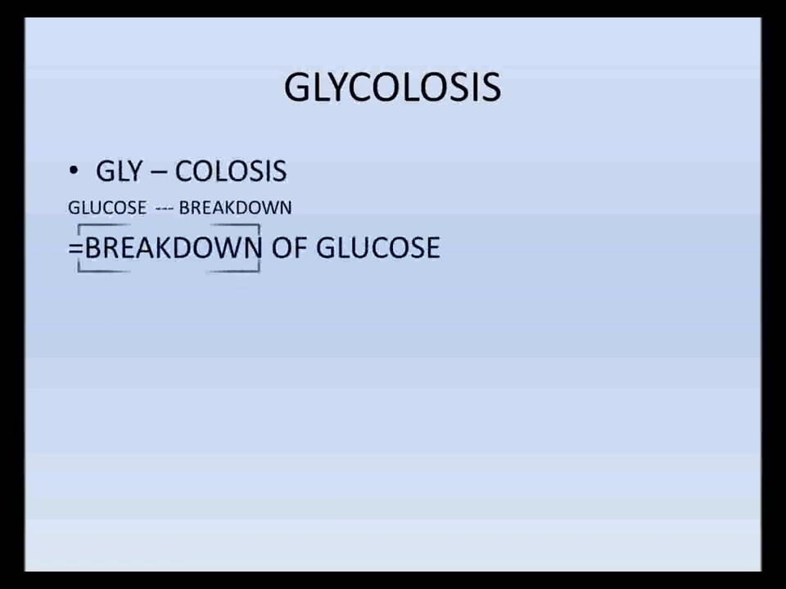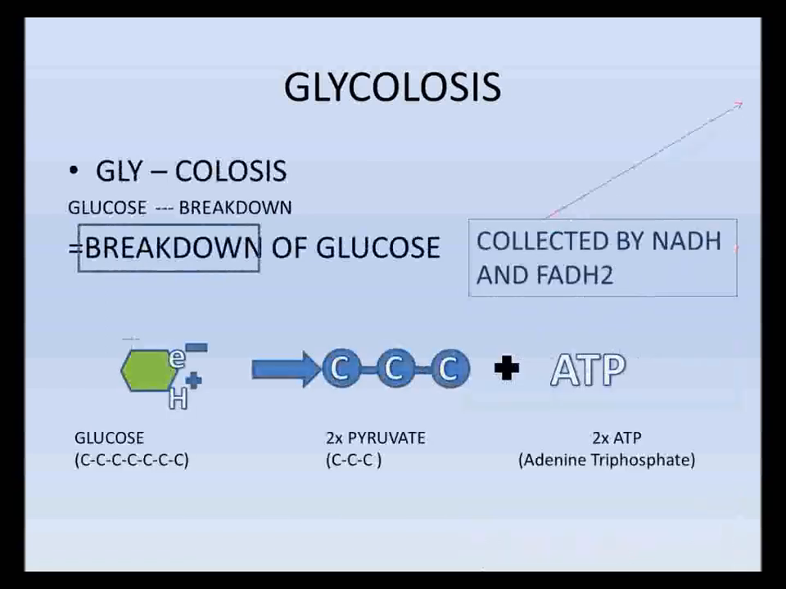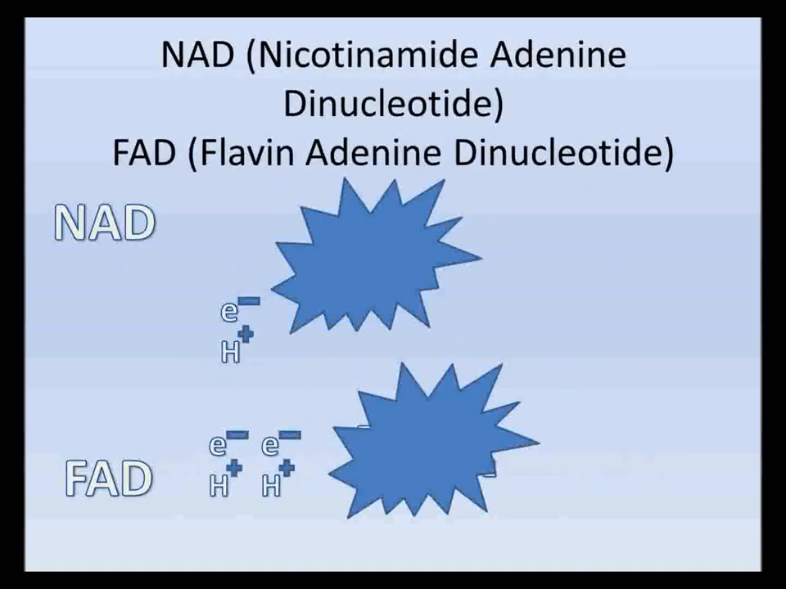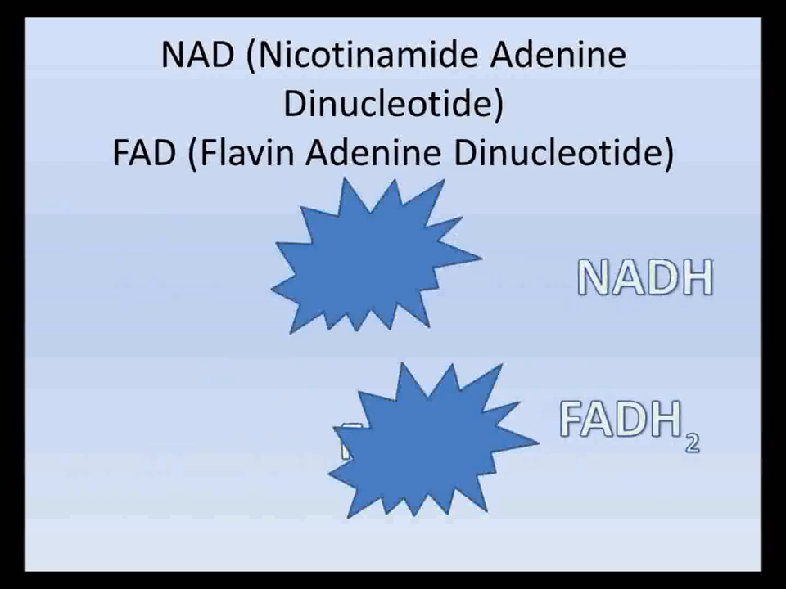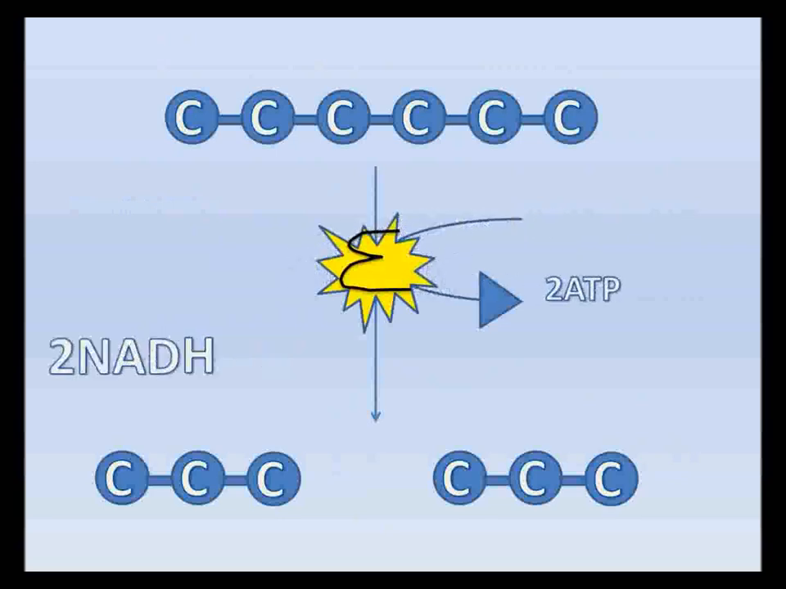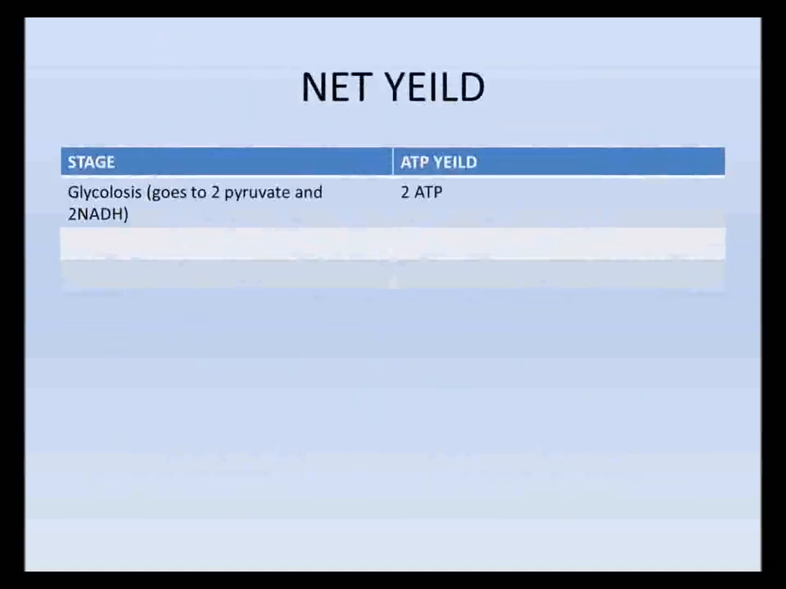One glucose, 6 carbons, is broken down to 2 pyruvate, 3 carbons, plus 2 ATP. 2 ATP are produced from the net release of energy in glucose breakdown. Also during glycolysis, the hydrogens are removed from glucose as well as their electrons. These hydrogens and their electrons are collected by what are called acceptor molecules. Such a molecule is NAD, nicotinamide adenine dinucleotide. As NAD collects the hydrogens with electrons, it is converted to NADH and is now called a loaded acceptor molecule. Another is FAD, flavin adenine dinucleotide, which when it collects hydrogens and their electrons, turns to FADH2. So, in summary, glycolysis turns glucose to 2 pyruvate molecules and 2 NADH molecules. The ATP yield of glycolysis is 2 ATP.